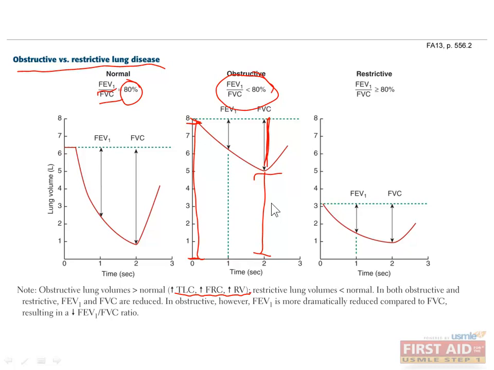So how would you contrast this with restrictive lung disease? Obviously, you can see a big decrease in lung volumes. That being said, there is a comparable reduction in both FEV1 and FVC that results in an FEV1-FVC ratio that remains greater than 80%. Note, however, that the total lung capacity in restrictive lung disease is dramatically reduced and the volume curve is shifted down relative to normal lungs.